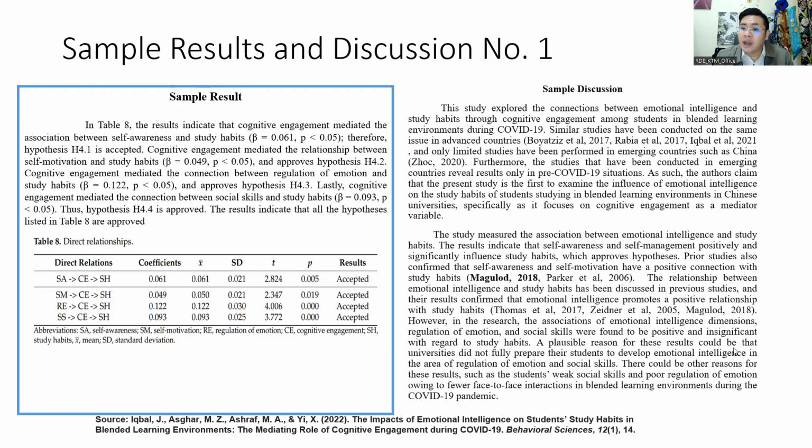A plausible reason for these results could be that the universities did not fully prepare their students to develop emotional intelligence in the area of regulation of emotion and social skills. There could be other reasons for these results, such as the students' weak social skills and poor regulation of emotion owing to fewer face-to-face interaction in blended learning environments during the COVID-19 pandemic. This is from the paper of Iqbal and Associates in 2022, the impacts of emotional intelligence on student study habits in blended learning, the mediating role of cognitive engagement during COVID-19, published in Behavioral Sciences.